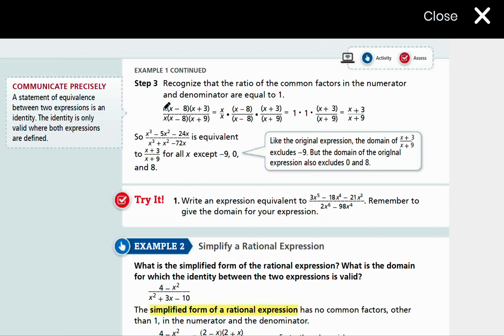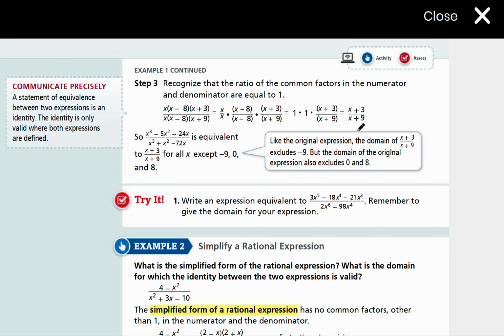So again, we're going backwards. The factored expression, if you multiply them out, or if you separate them and then make them equal to 1, and then you see x plus 3 over x plus 9, this is the simplified expression, right? So is this the same? Is it still the same? It is still equivalent for all x except -9, 0, and 8, because this one, you only have a restriction for -9, right? But the original one has more restrictions because you have more factors.